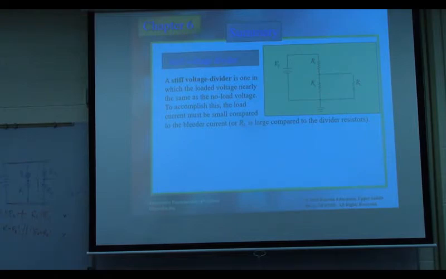When it will be stiff, yeah, the voltage drop will be small. So when? Then more details. It's when the load resistance is small.